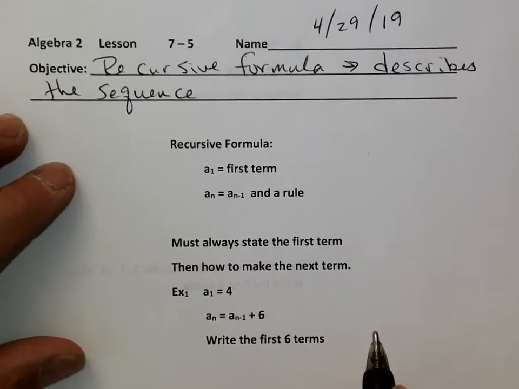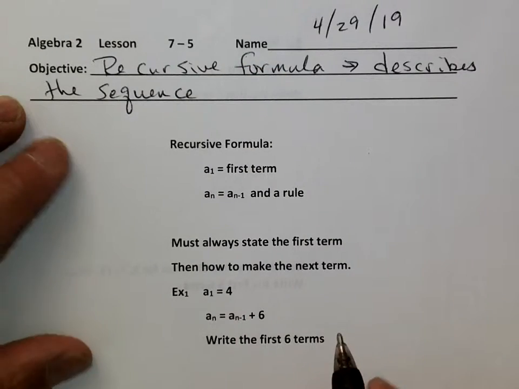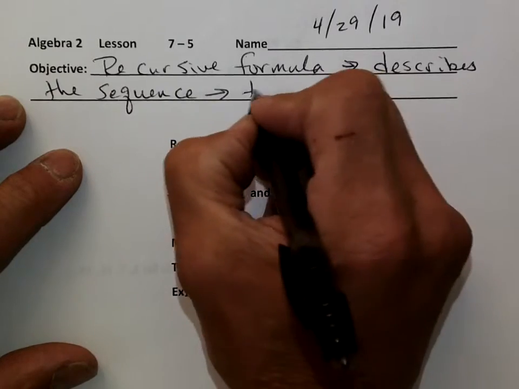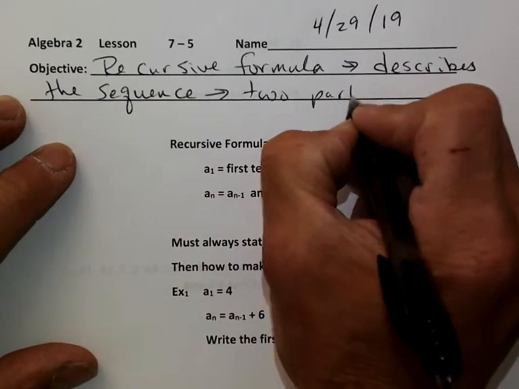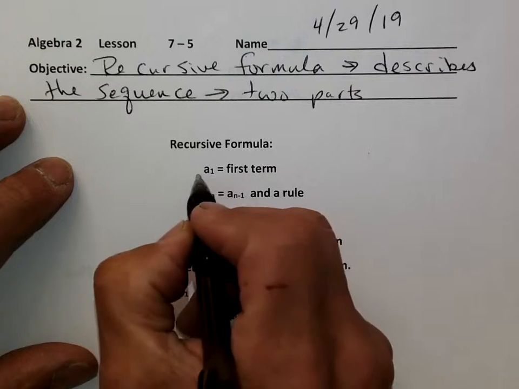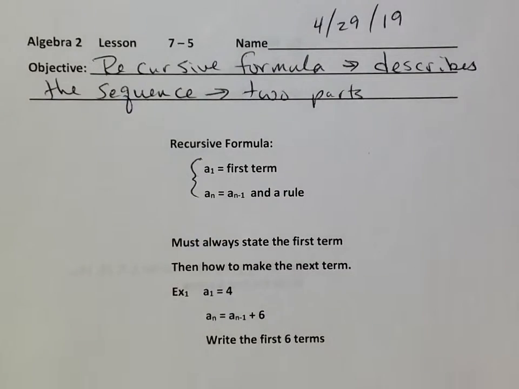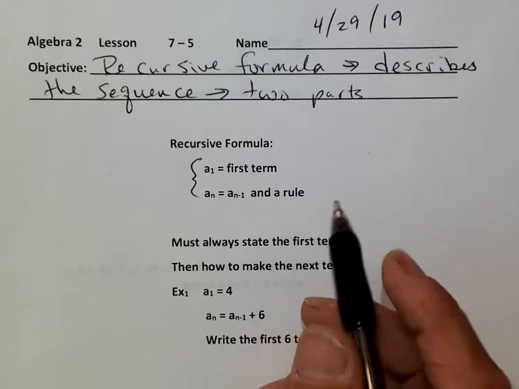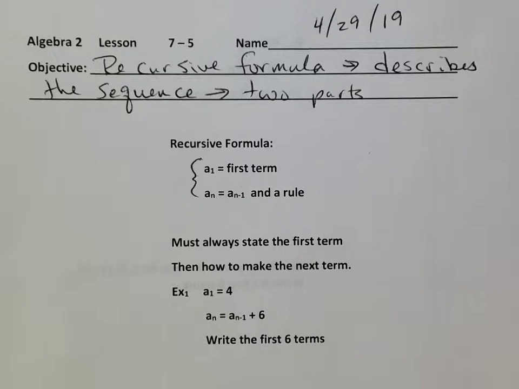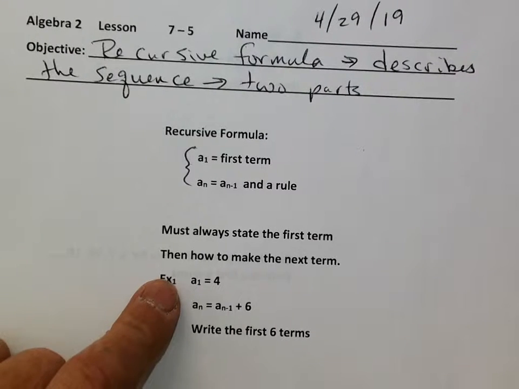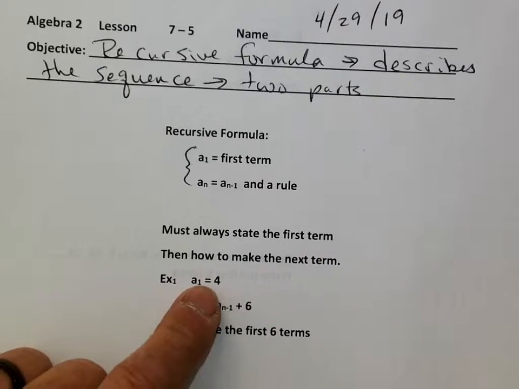Okay, and to have a recursive formula, you always need two parts. You have to know the first term. You must know the first term because you need to know where to start. And then you need a rule. Prior to this, we would just get a formula, plug in 1, plug in 2, plug in 3, plug in 4. This one's different, okay? So let me show you how it works. You must always state the first term, and then you have to make the next.